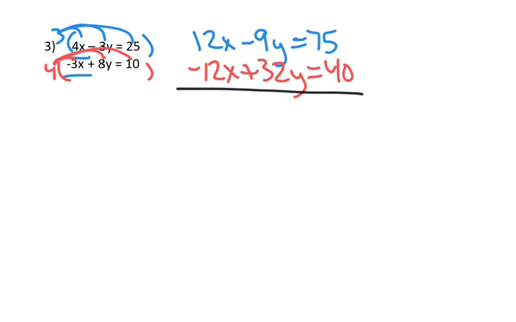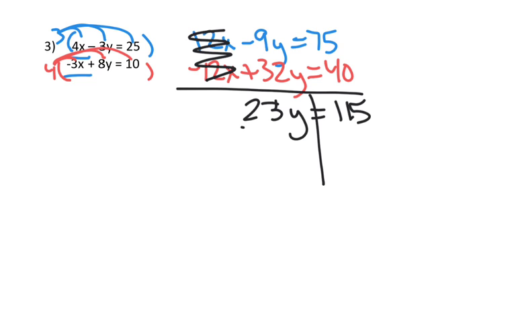Now I'm going to add straight up and down. 12x plus negative 12x, this cancels, which is what we wanted to happen. Negative 9y plus 32y is 23y equals, and 75 plus 40 is 115. But now we can solve this equation. So we'll divide both sides by 23, and y equals 5.